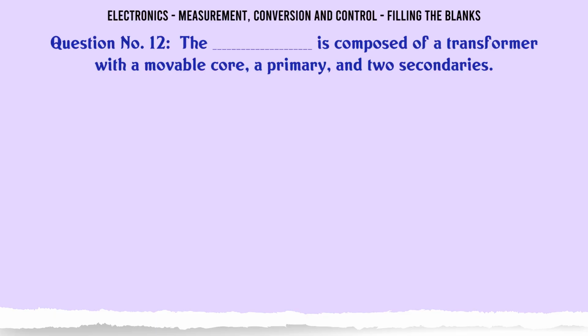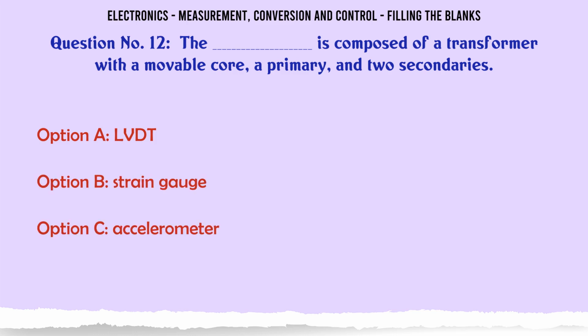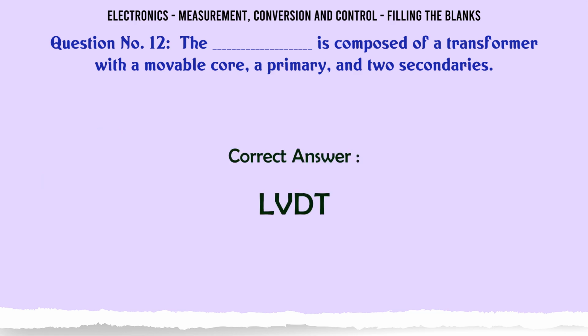A device composed of a transformer with a movable core, a primary and two secondaries is an A. LVDT, B. Strain gauge, C. Accelerometer, D. Transformer displacement sensor. The correct answer is LVDT.